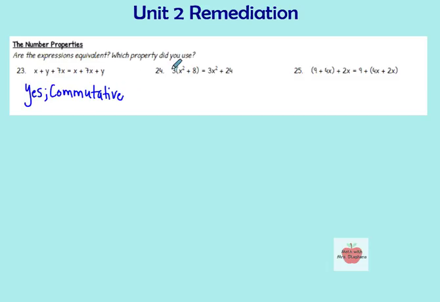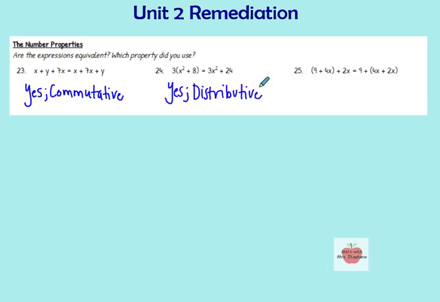Number 24, 3 times x squared plus 8 equals 3x squared plus 24. This looks like the distributive property. Let's see if they did it correctly. 3 times x squared is 3x squared. 3 times 8 is 24. So yes, this is equivalent, and they used the distributive property.